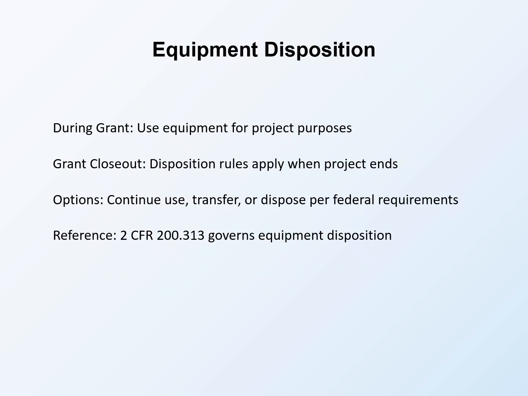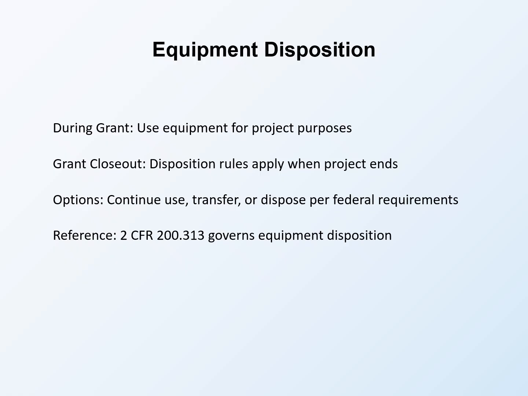Equipment disposition rules govern what happens to grant-funded equipment when your project ends. Understanding these rules helps you plan appropriately for equipment you purchase. During the grant period, equipment should be used for project purposes. Equipment purchased for one grant should not be diverted to unrelated projects or activities without proper authorization. Keep equipment focused on the purposes for which it was acquired. At grant closeout, specific disposition rules apply. The federal awarding agency may have continuing interest in equipment purchased with grant funds.